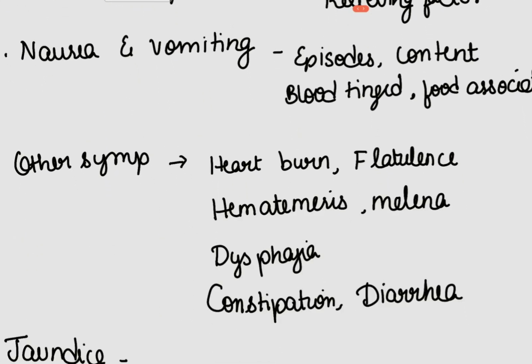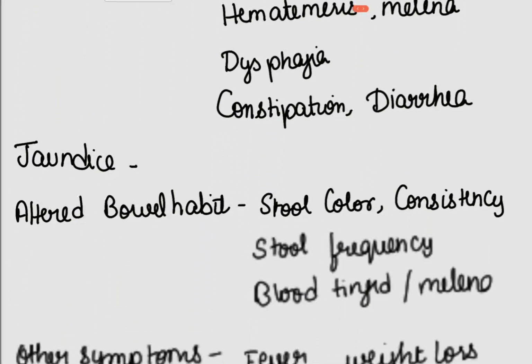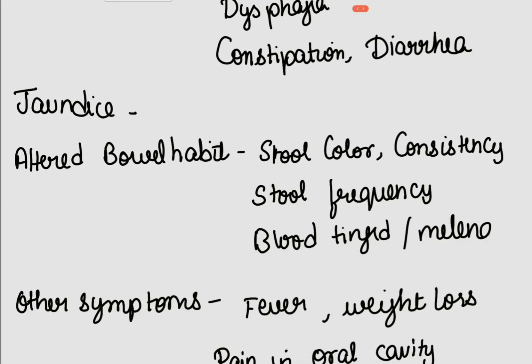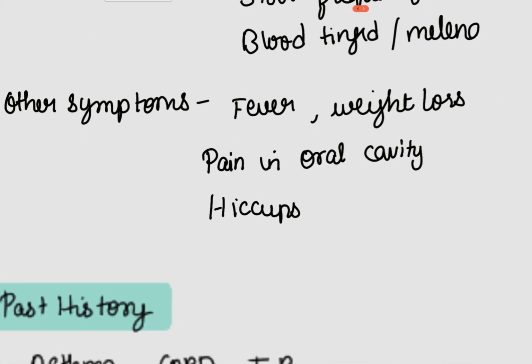Next, we have other symptoms such as heartburn, flatulence, hematemesis, melena, dysphagia, constipation, and diarrhea. Then, moving on, we have jaundice and altered bowel habit, such as stool color, consistency. What about the stool frequency? Was it blood tinged or melena? The other symptoms, such as fever, weight loss, pain in oral cavity, and hiccups, should be asked.